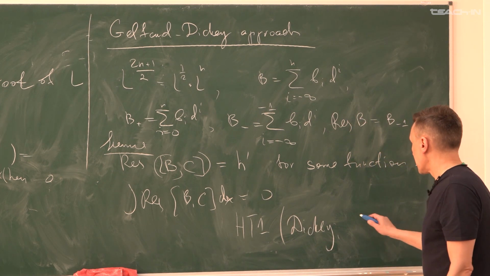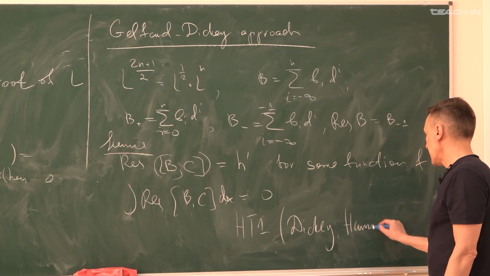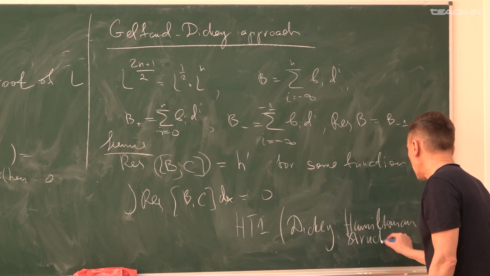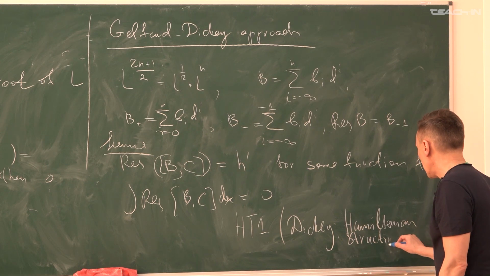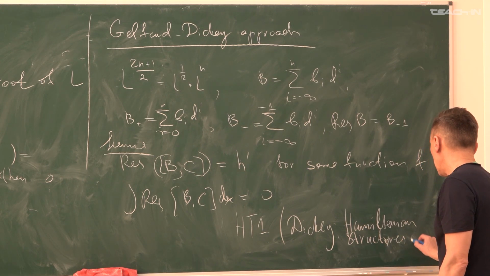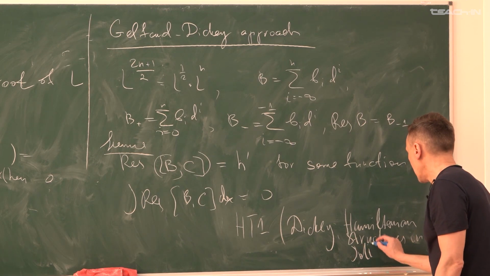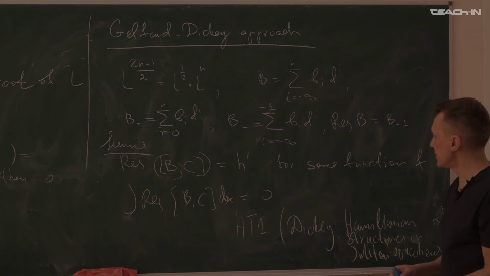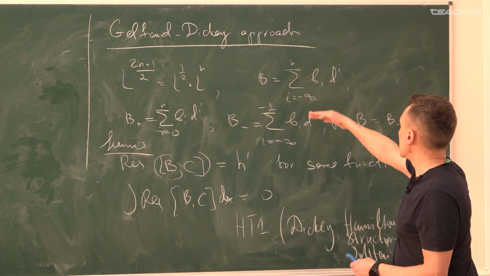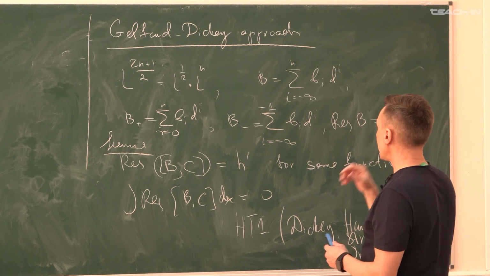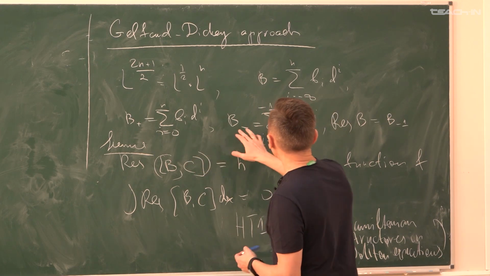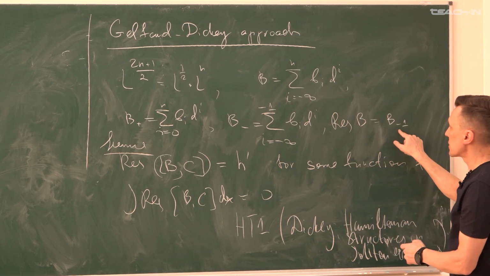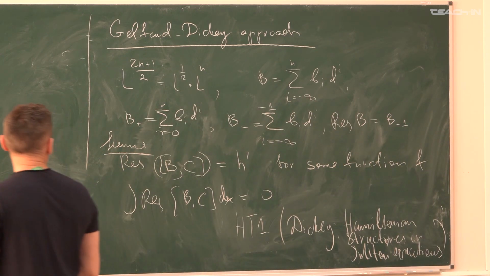It is called Hamiltonian Structures in Soliton Equations. So the initial steps are done. We need this decomposition, projection to the positive and negative part, and this coefficient will also be important in one consideration.